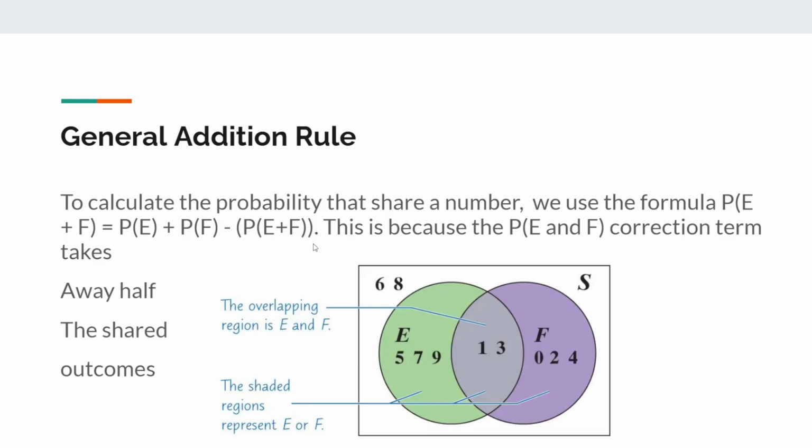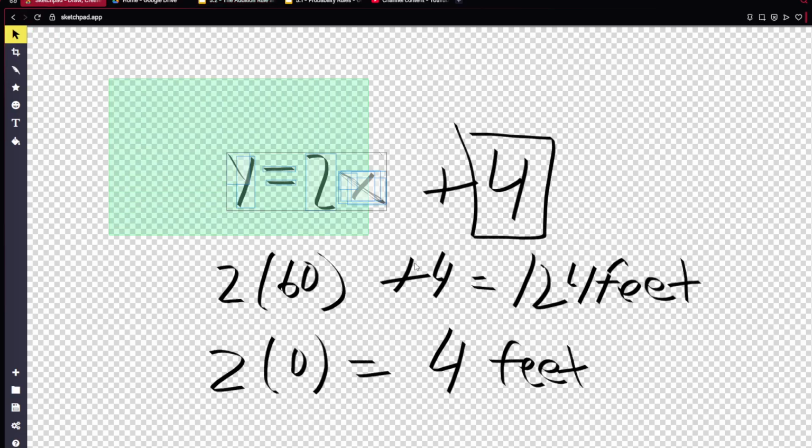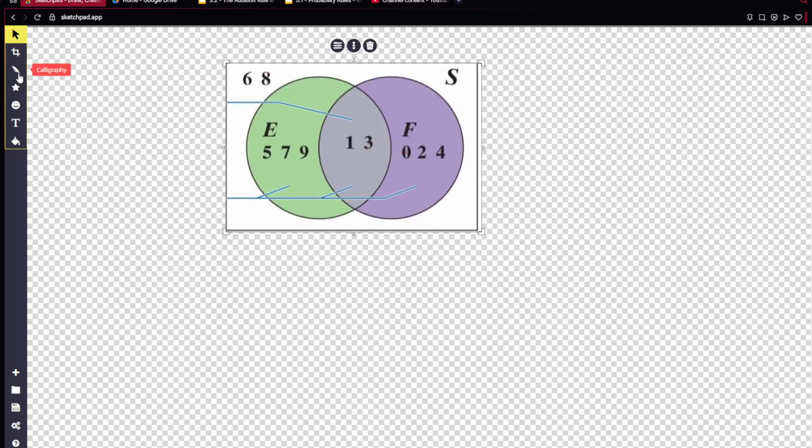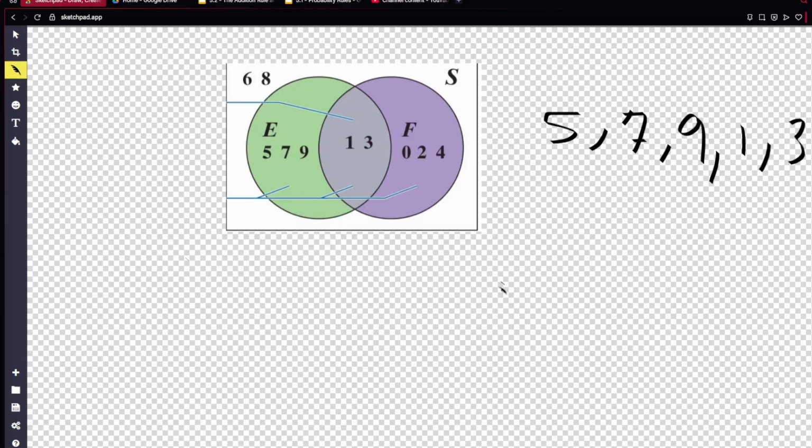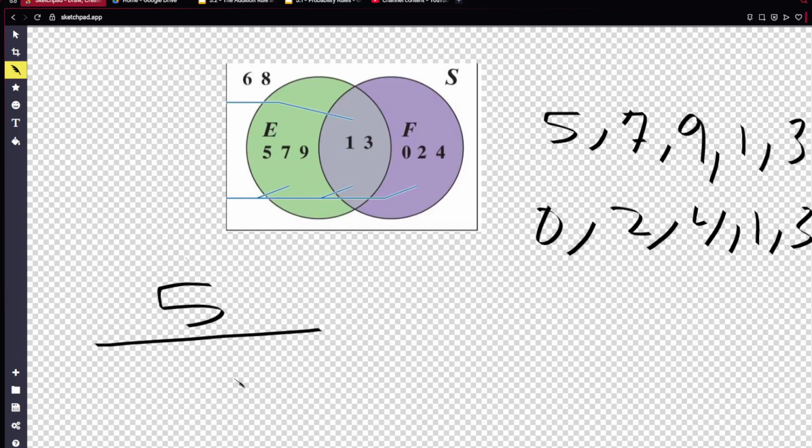Let's do this mathematically. For E, we have the events 5, 7, 9, 1, 3, and for F, we have 0, 2, 4, 1, 3. Note these two are shared. If we take the probability of E occurring, we have 5 possible outcomes out of, actually, 10 total outcomes, simply because we have the 0 term as well. So we have 5 out of 10 plus 5 out of 10.